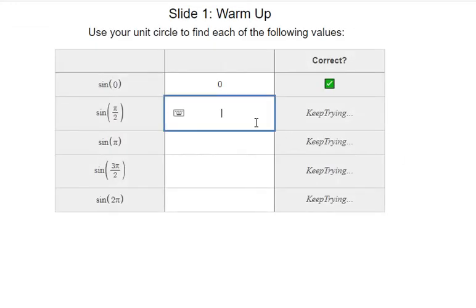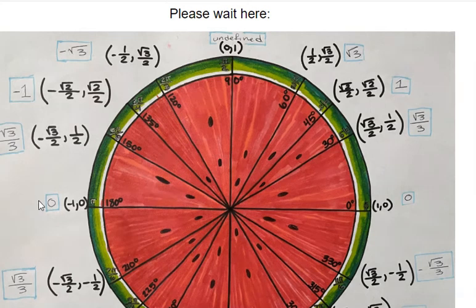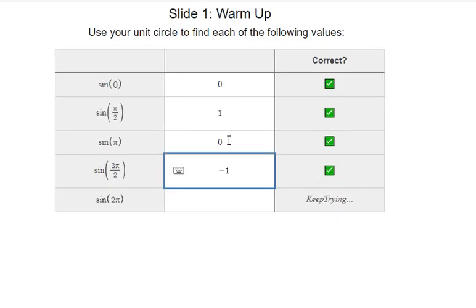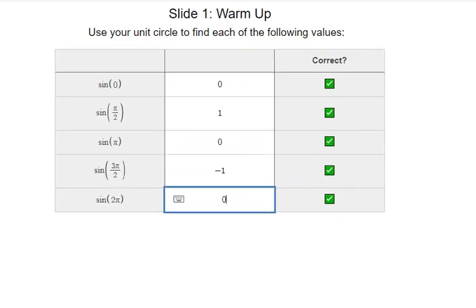So in this case, our sine is 1, sine of pi, back down here to the height being 0 again. And then after that, the height's down here at -1. And then back up here to 0. So 0, 1, 0, -1, 0.